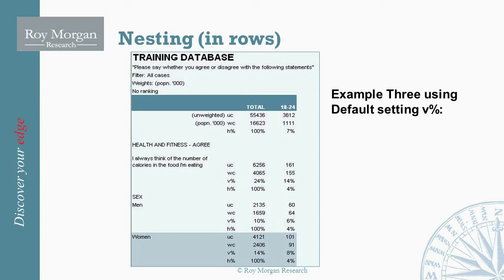If we come to the column, we can say 14% of 18 to 24-year-olds agree with this statement. 6% of 18 to 24-year-olds are men who agree with this statement. And 8% of 18 to 24-year-olds are women who agree with this statement. So you can see that when we're nesting, we're joining together the group with the nested group.